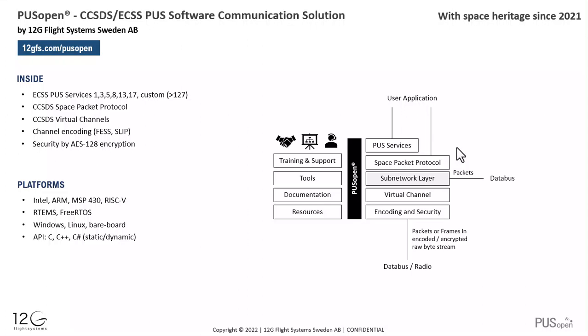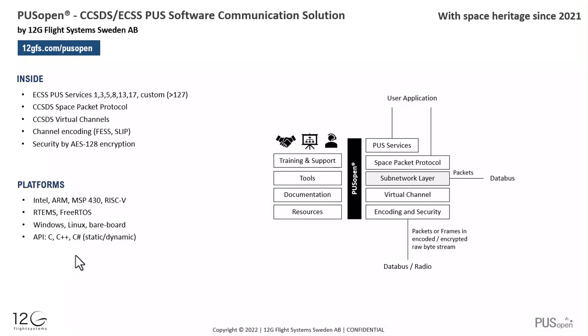PUSopen works on many different platforms. It's very portable. It's very basic C code. We have already ported it on Intel, on ARM, on MSP430, on RISC-V architectures. We've tried it for prototyping on top of Windows and Linux, of course, but we also tried on top of real-time operating systems like RTEMS or FreeRTOS.